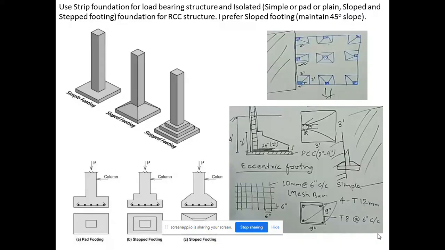These are some representations of footings called simple footing, slope footing, and step footing. I suggest you go with slope footing or trapezoidal footing. Pad footing is also possible. If you are going for G+1, go with pad footing. But if you want to construct more than that, for G+2 or G+3, go with slope footing.